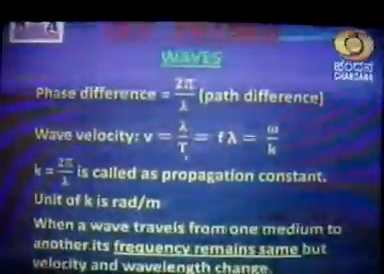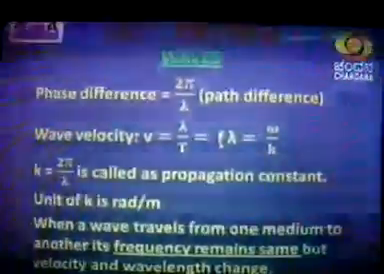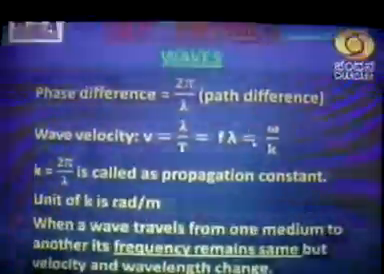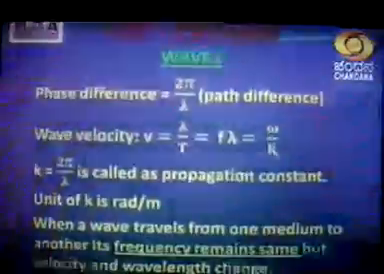Using the value of 1 by T equal to f, frequency, it can be written as f lambda, or the wave velocity is also expressed as omega upon k.